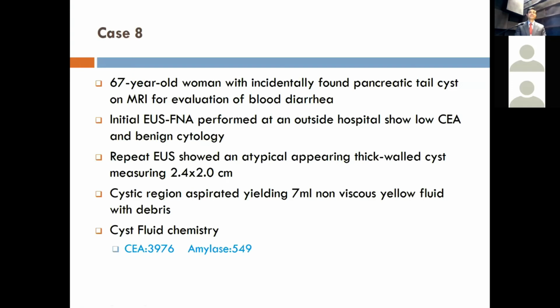So our next case is a 67-year-old woman with an incidentally found pancreatic tail mass. Initial FNA performed at an outside hospital showed low CA and benign cytology. The patient was referred here where repeat EUS was performed that showed an atypical appearing thick-walled cyst measuring 2.4 centimeters in greatest dimension. There was a cystic region that was aspirated, and the cyst fluid chemistry showed a very high level of CEA of almost 4,000.